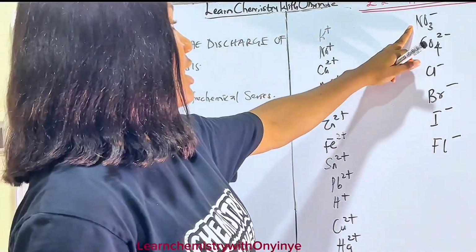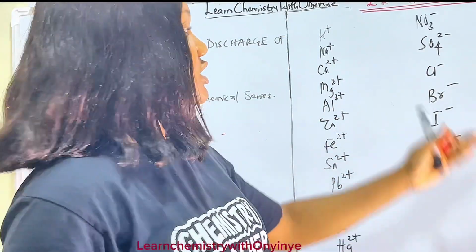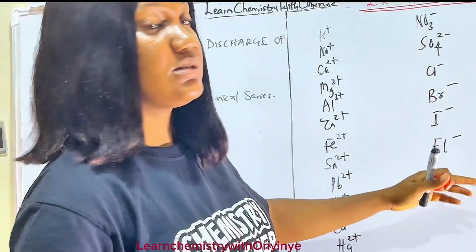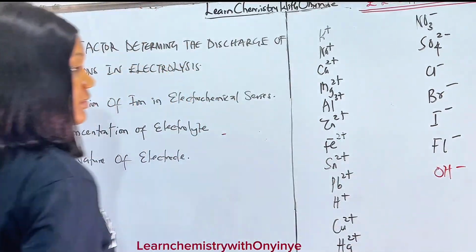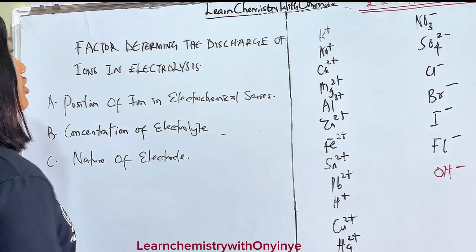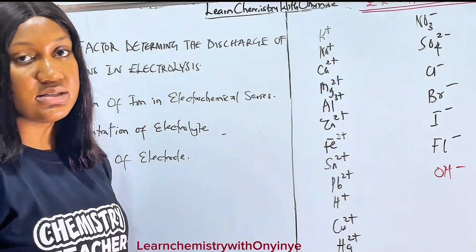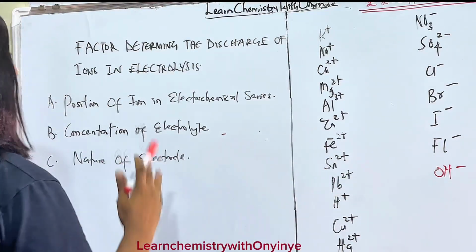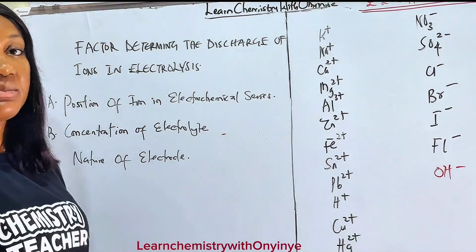So this is NO3-, SO4 2-, and then you have chlorine, bromine, iodine, and fluorine, just the halogens. You should also have OH here, I think that's missing. OH is missing. So this is your electropositivity series, and this is your electronegativity series. Now it says position of ion in electrochemical series.